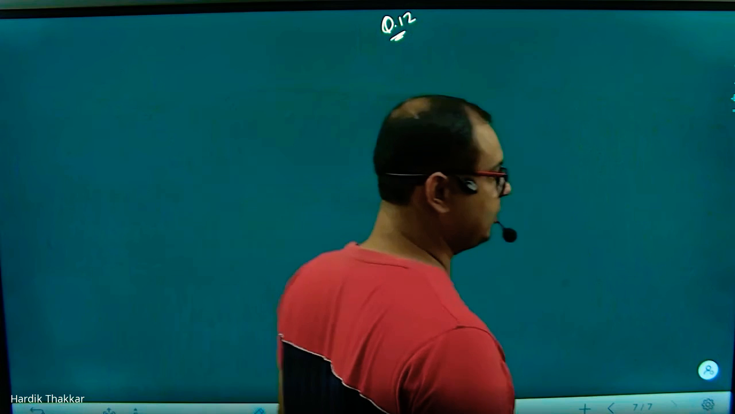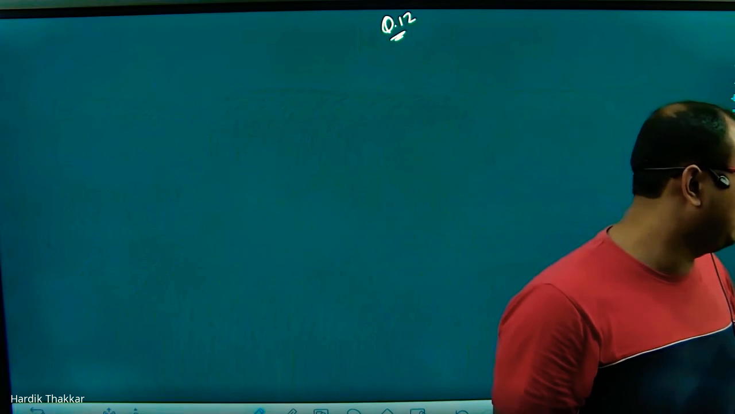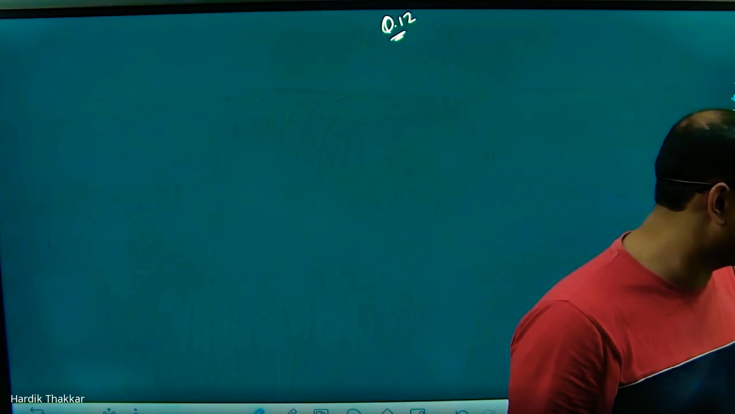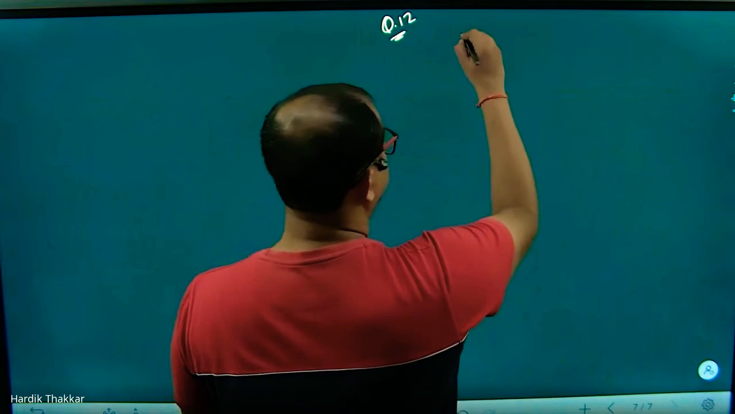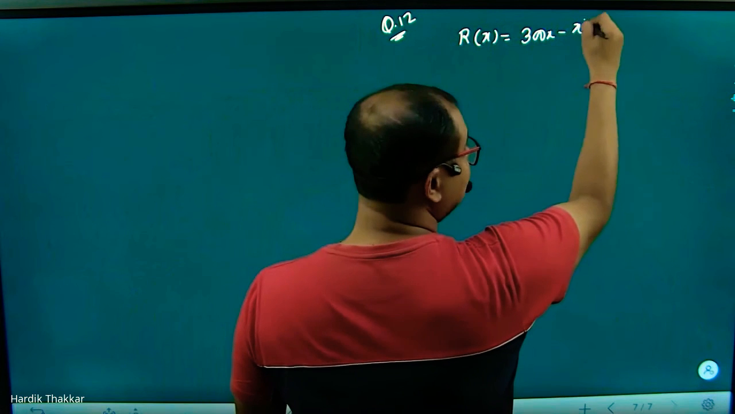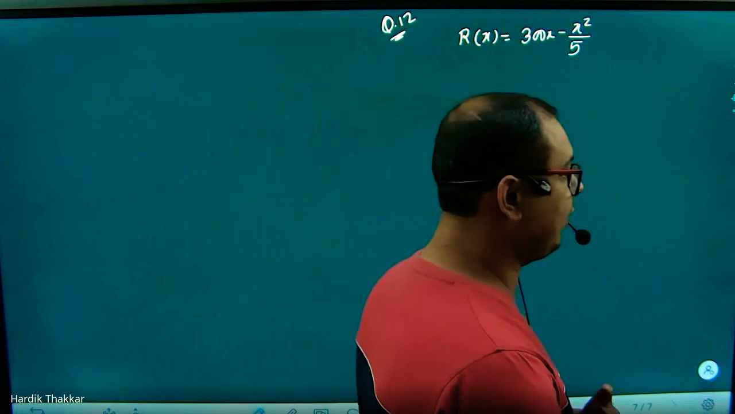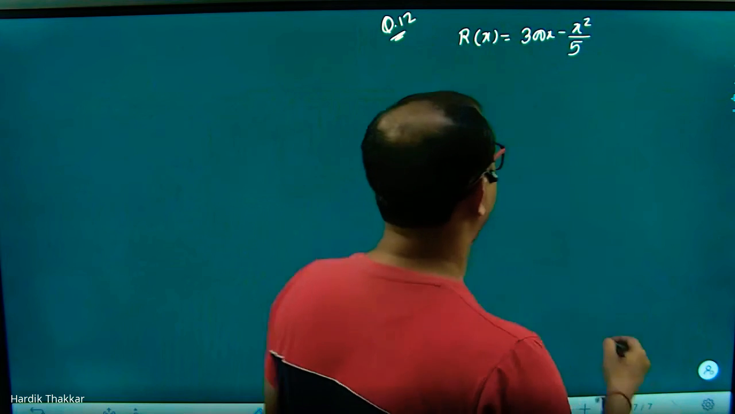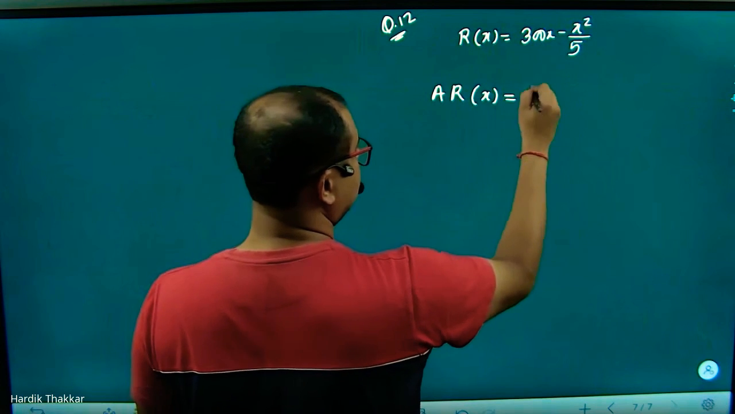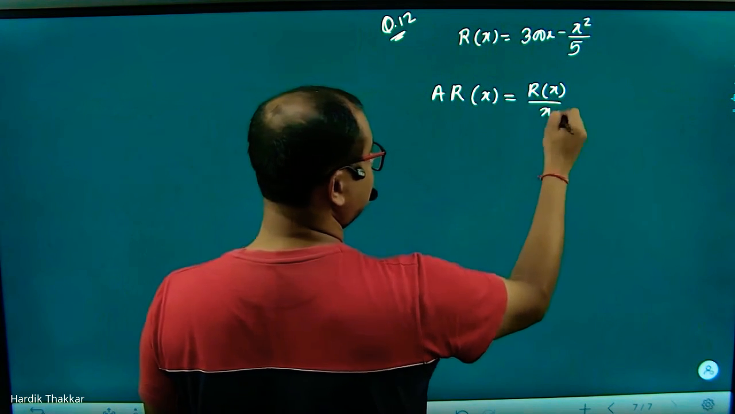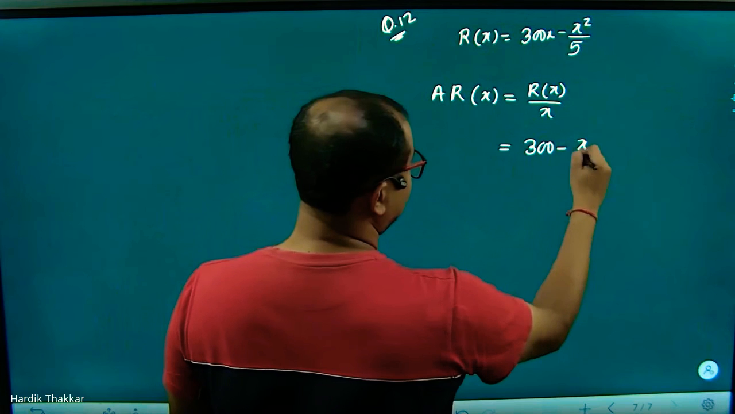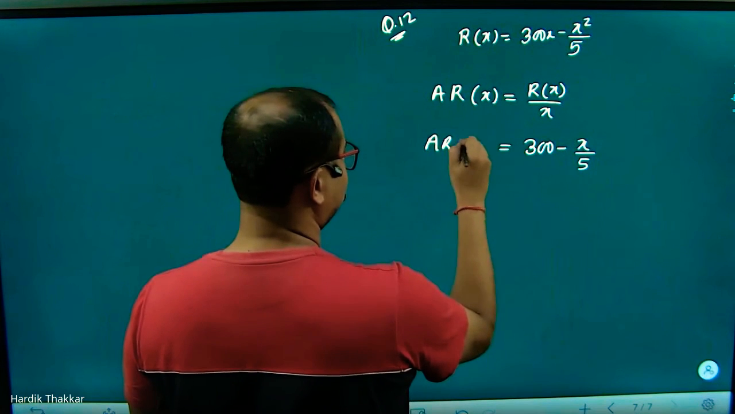Question number 12. The total revenue in rupees from sale of x units of a product is given. The revenue function is R of x equal to 300x minus x square upon 5. First you have to find average revenue. How do we calculate average revenue? Simply R of x upon x. This is average revenue. So it will be 300 minus x upon 5. So the answer of the first part will be this.